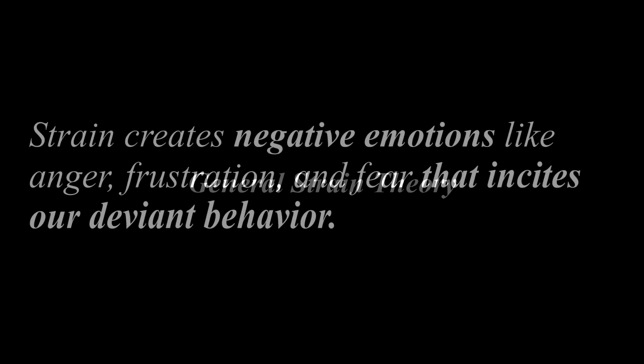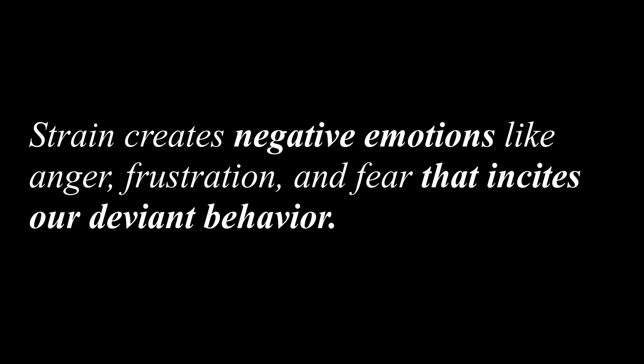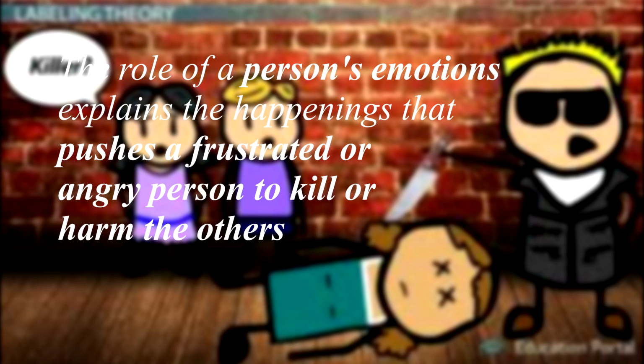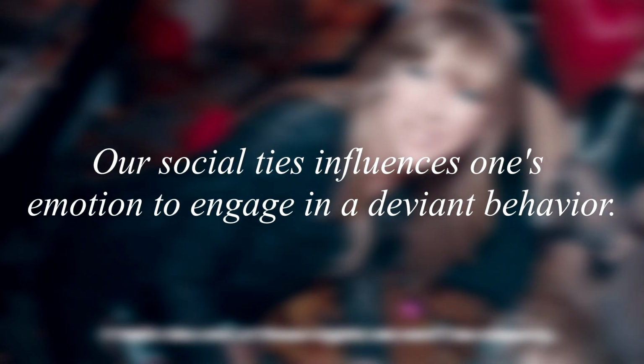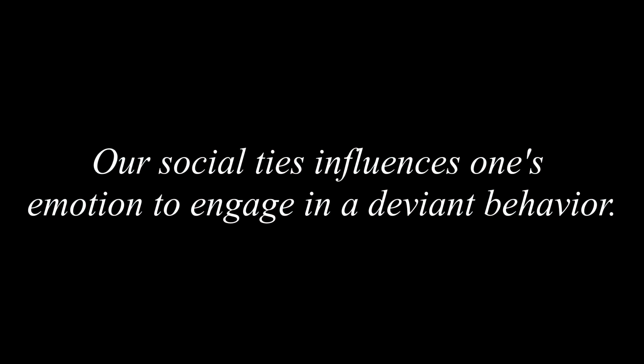We also have another theory called general strain theory, where according to Agnew, strain creates negative emotions like anger, frustration, and fear that incite our deviant behavior. The role of a person's emotions explains the happenings that push a frustrated or an angry person to kill or harm others. Another is the control theory, which explains that our social ties influence one's motivation to engage in a deviant behavior or not. There are also two forms of control, which would be explained further a little later.